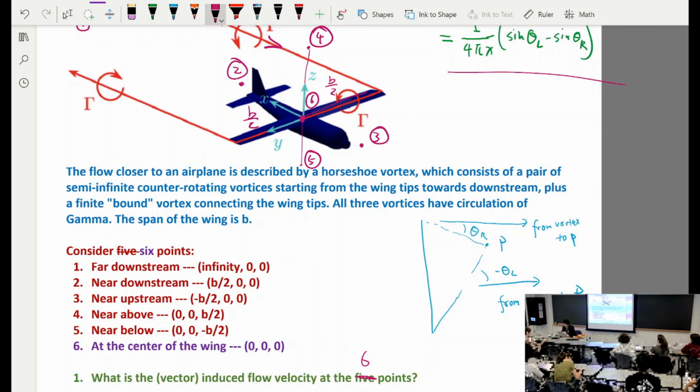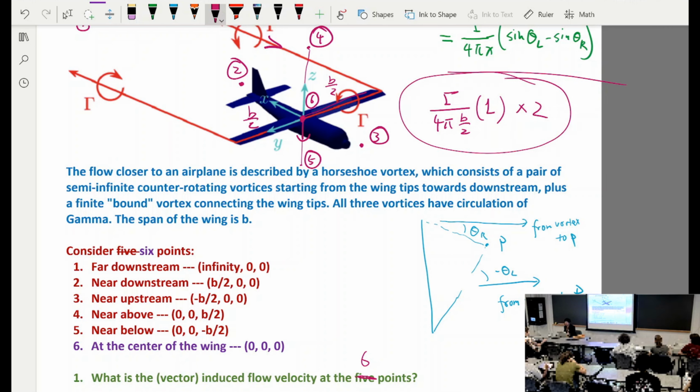So the induced flow, of course, is going downward, and you can use the right-hand rule to do this. So from each vortex, it is gamma over 4 pi, b over 2, times either sine of 90 minus 0, or sine of 0 minus sine of minus 90, in which each case it is equal to 1, and then multiplied by 2 because there are two vortices. So this is going to be the flow at point number 6. All right? Questions?